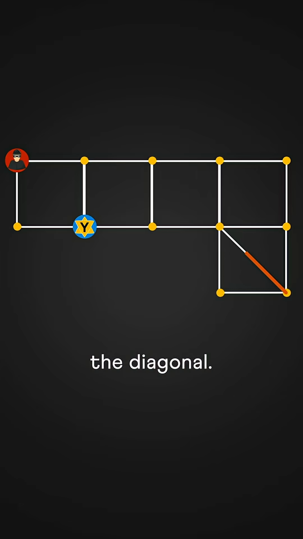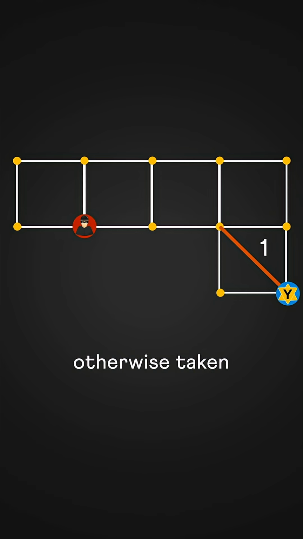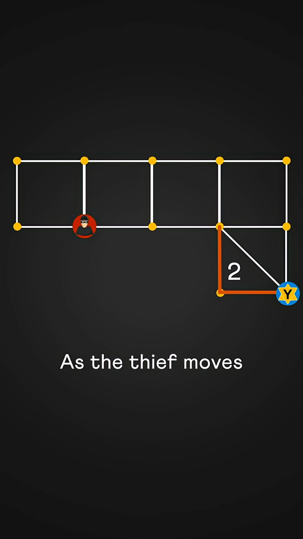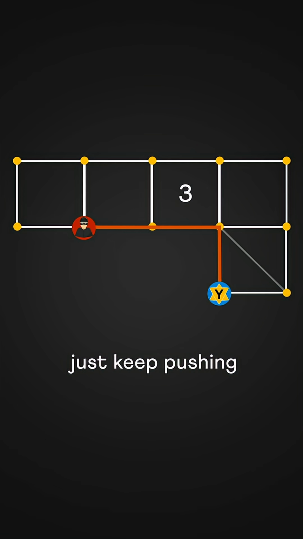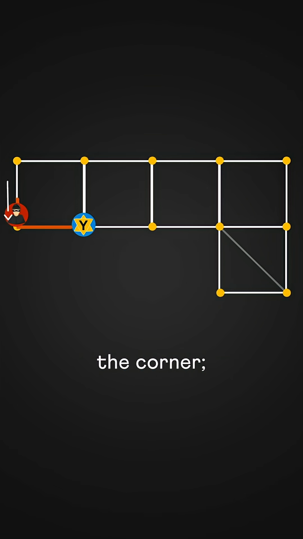Yes, by using the diagonal. Reach one of these points and move to the opposite one in just one step, which would have otherwise taken two steps. As the thief moves next, the gap turns odd, three in this case. Now, without using the diagonal again, just keep pushing the thief towards the corner and he is caught.